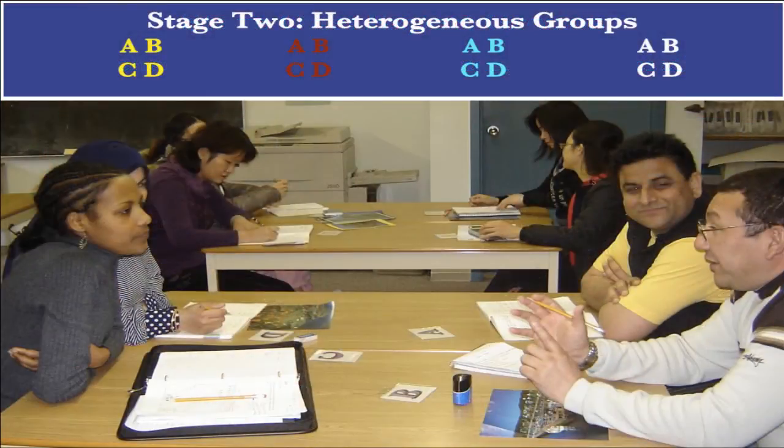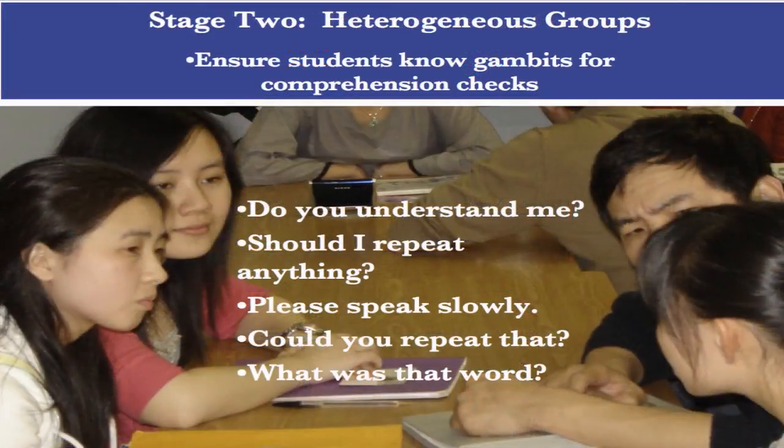Stage 2 is mixed groups, with one expert from each section of the text. With a jigsaw based on 4 parts, each group would have a student from section A, B, C, and D. This is the listening and speaking stage. Student A begins and will clarify if any confusion arises. Ensure that students are familiar with gambits for comprehension checks before beginning a jigsaw, so that they can deal with any confusion that might occur.